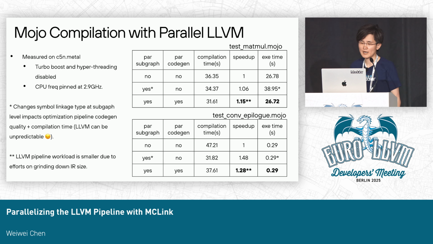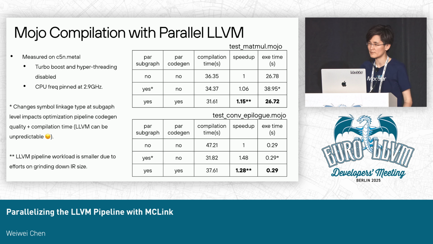Okay, now let's take everything back to the context of Mojo compilation. Here I'm showing the compilation time for 2 test cases. One is for matmul, one is for conv epilogue. These are the 2 benchmarks that we're running internally. Compilation time used to be a pain point for development iterations, so we really tried to improve the compilation time for these test cases.